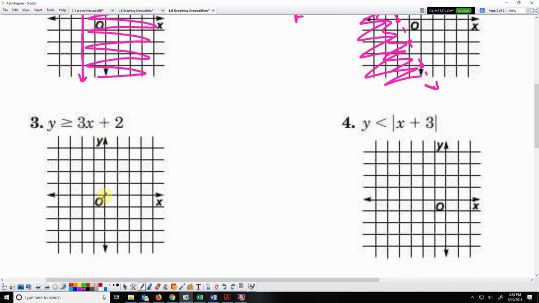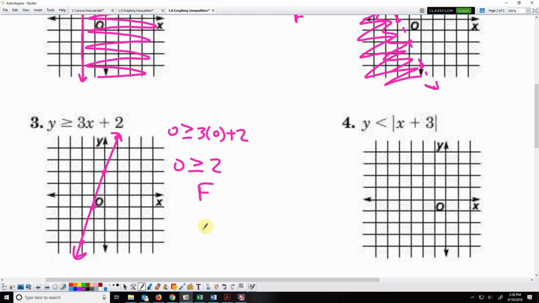So next we have a y-intercept of 2 and a slope of 3, up 3 over 1. And we can go down 3 and left 1 and keep that same slope. And it is underlined, so it is a solid line. And 0 is greater than or equal to 3 times 0 plus 2 will tell us where to shade. So 0 is greater than or equal to 0 plus 2. 0 is greater than or equal to 2.